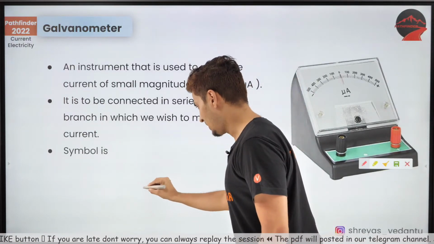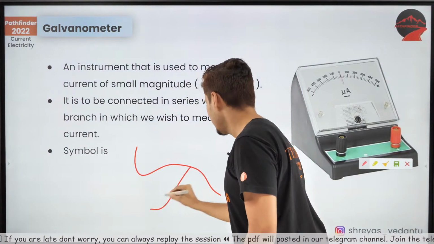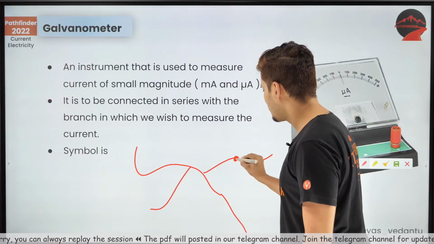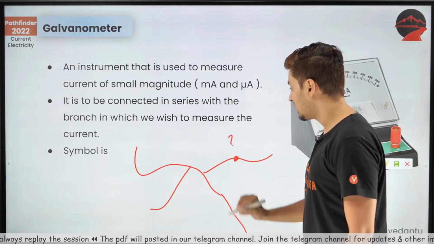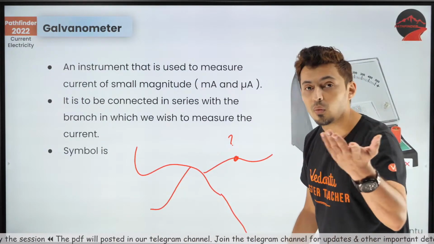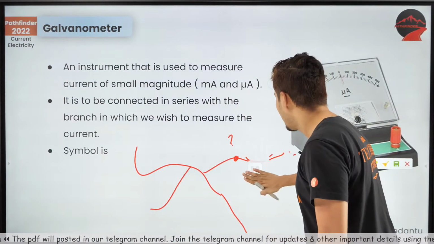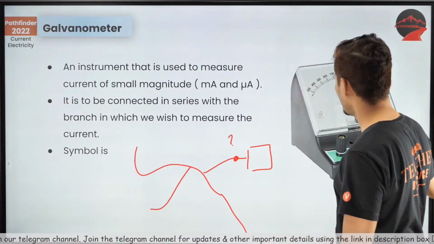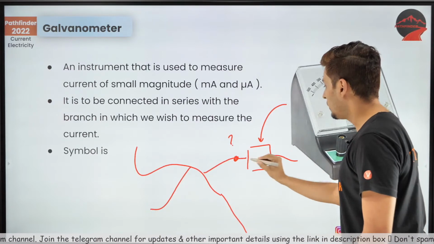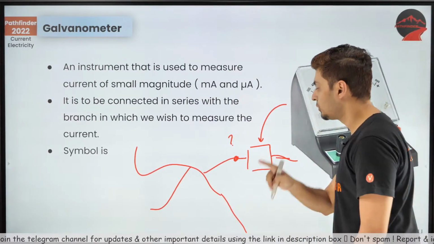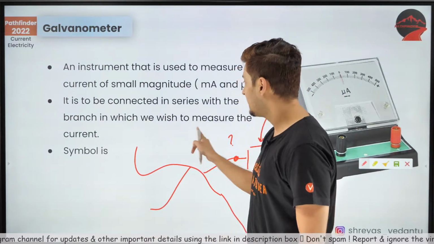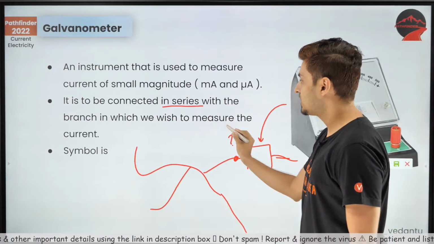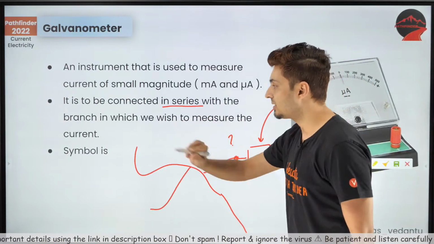For example, there is a complex circuit like this, and you want to measure the current in this branch. You want to measure how much current is flowing in this particular branch. What will you do? You will put the galvanometer over here. You are going to put this device over here, and only then it can measure how much current is flowing through that particular branch. So that's why it is said that it is connected in series with the branch in which we wish to measure the current.